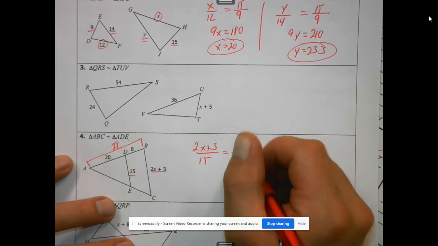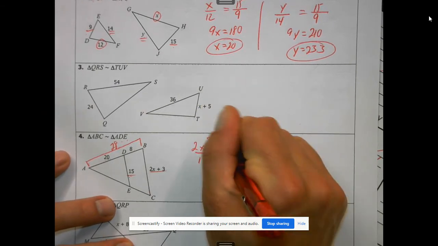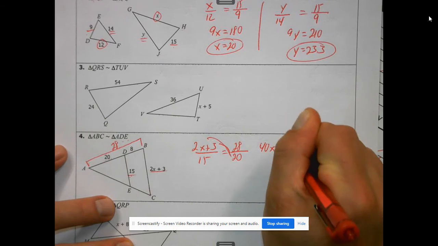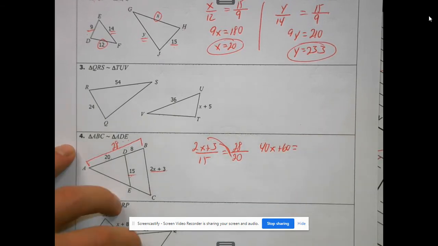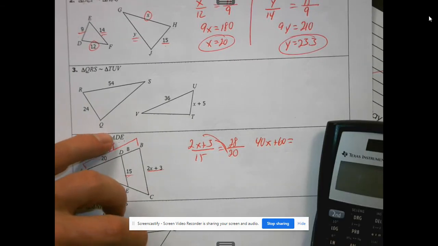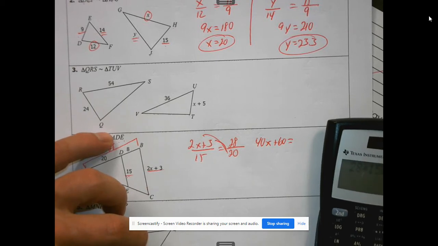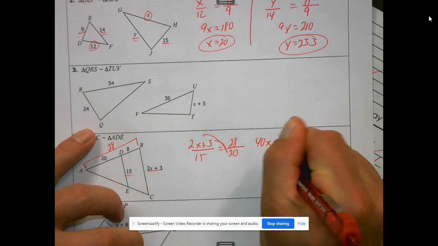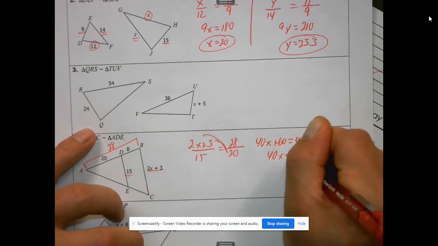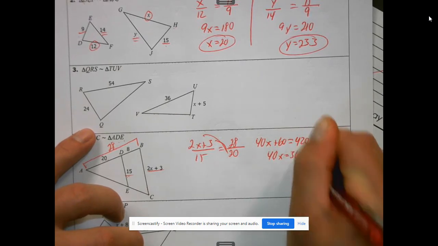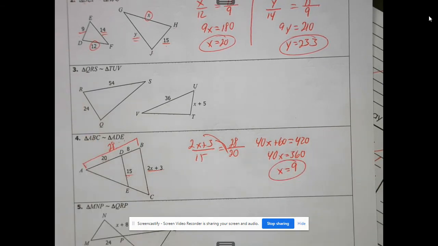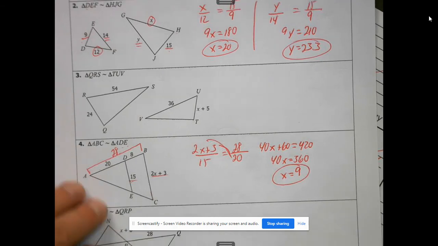All right, cross multiply here. 20's got to hit both those pieces. That would give me 40x plus 60 equals 28 times 15, which is 420. Subtract the 60 over, that gives me 360. Then 40 goes in 360 9 times. Next page.